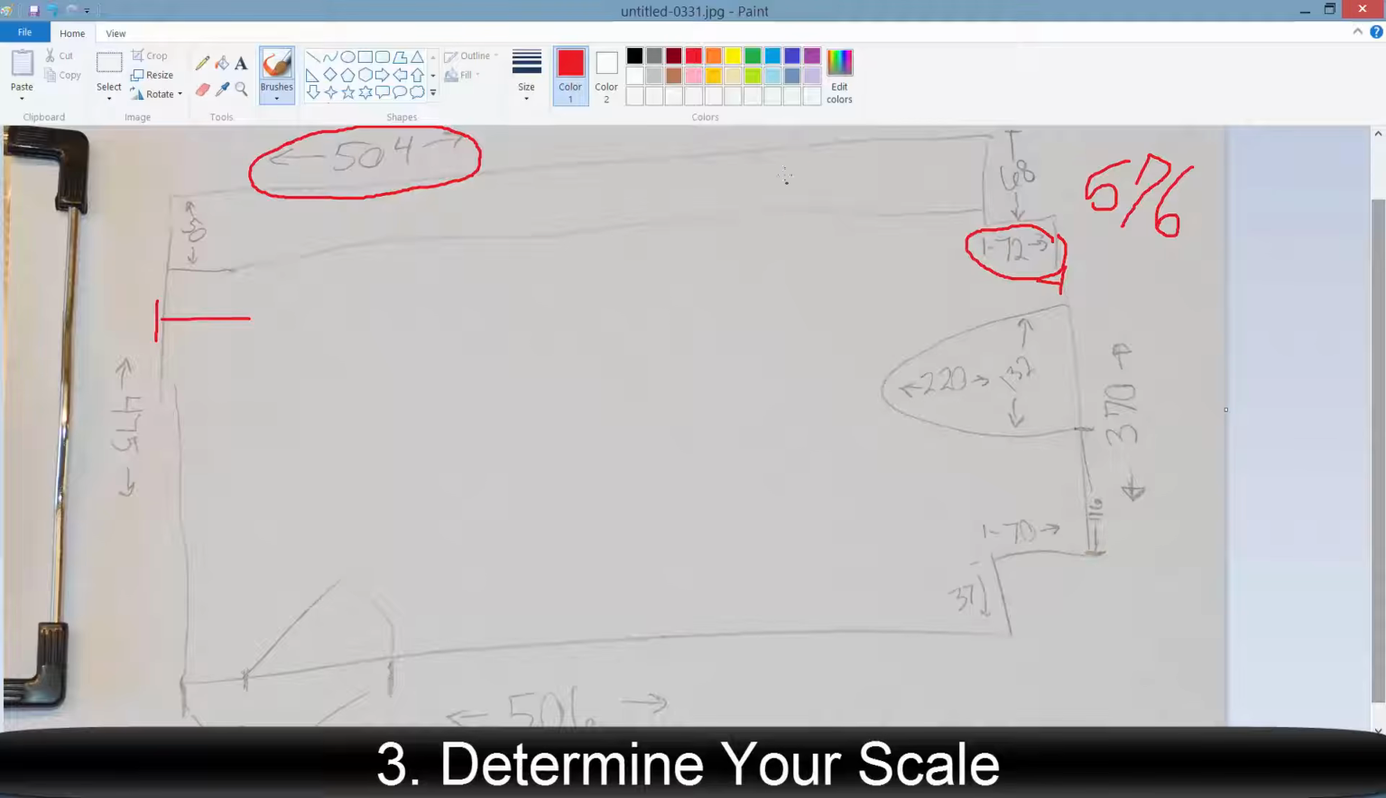And what about my width? I got to know from this wall all the way down to there. So let me take a look. This one's real easy. It's just this measurement right here, 475 centimeters.